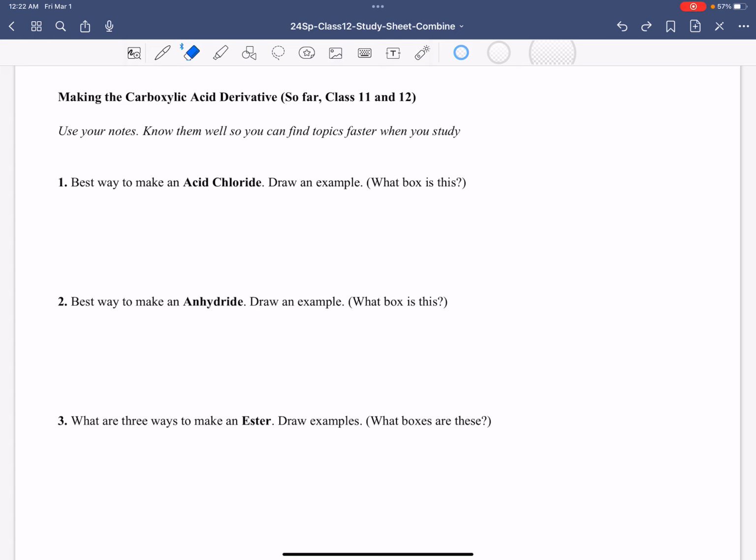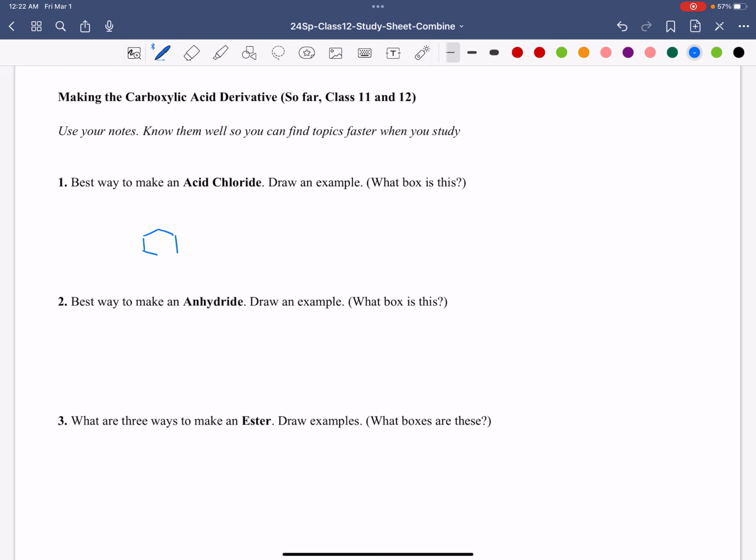This third study sheet, oh, I love this one. We have the totem pole, and we're going to learn how to make the different heads of the totem pole, starting with the top, acid chloride. Best way to make an acid chloride.